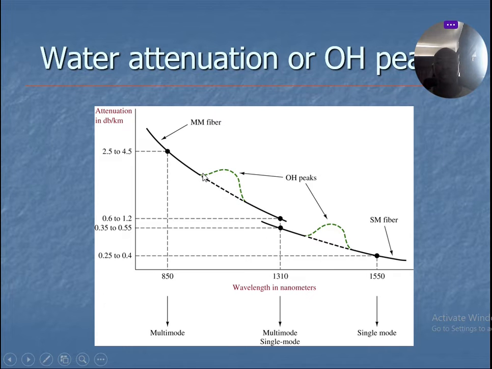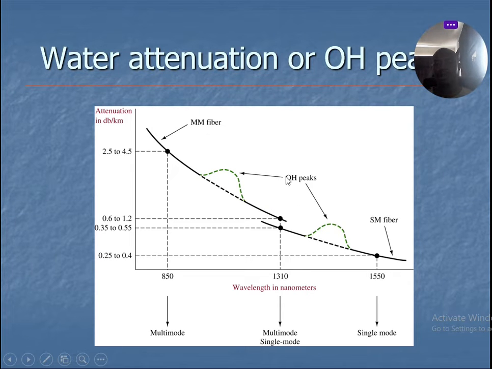Now, what happens here? These two peaks, you can see there is a peak created here, like a sinusoidal wave, like a half wave. And also here, we call it the OH peak. So this one is causing the signal, instead of going straight like this, to go like this. You can see the signal has to be delayed, loss will occur to it, because it's caused by the interaction between the light and the OH ions that are found in the composite makeup of the glass.